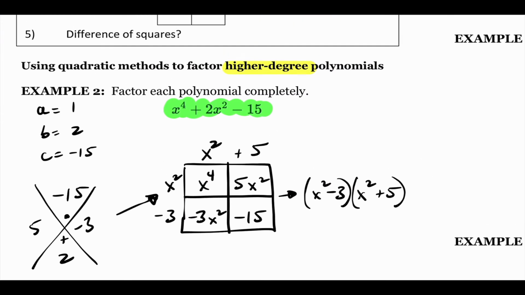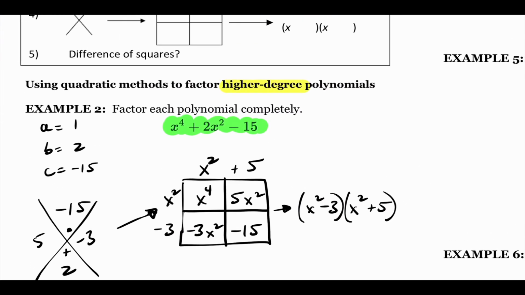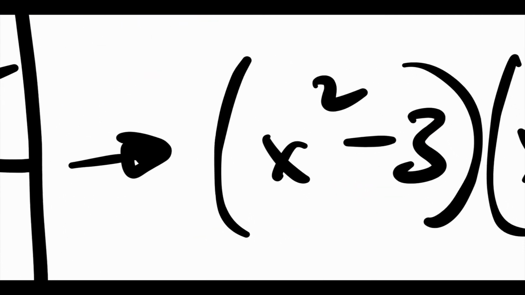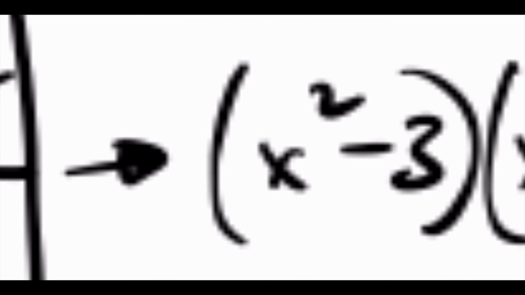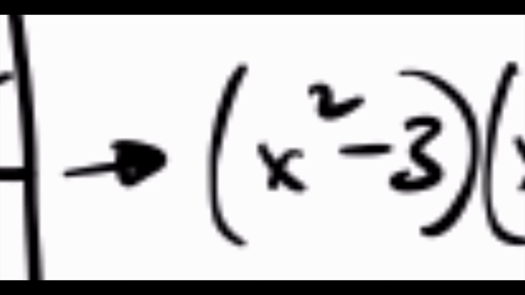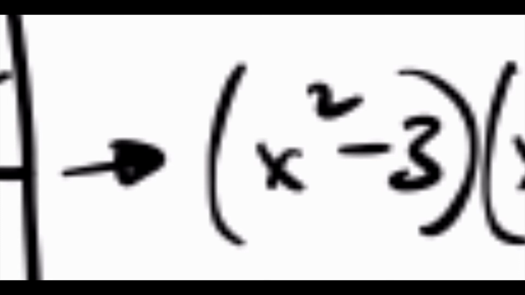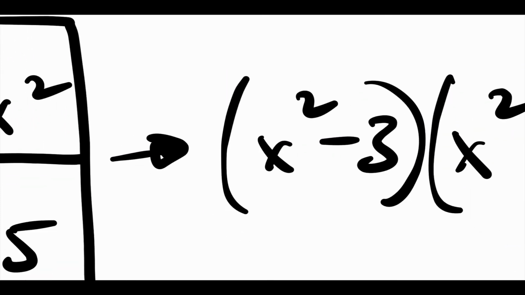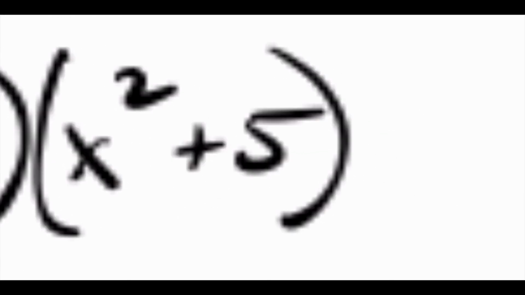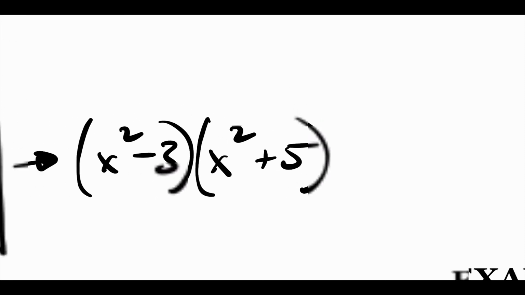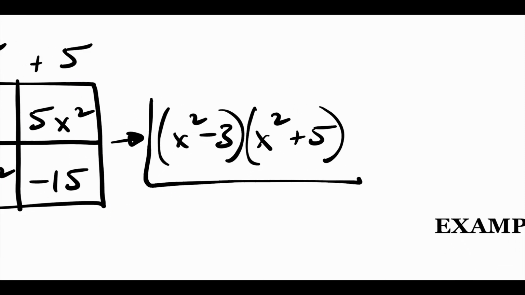Here's where my last step comes in. Are any of these guys difference of squares? Let's start with the first guy, x squared minus 3. Is that difference of squares? No. What part about it makes it not difference of squares? 3. Yeah, it's got the squared. It's got the minus, but 3 is not on my list. How about this guy? No, definitely not this guy, right? 5's not on my list, and it's got a plus. So we don't need to do that step. We are done.